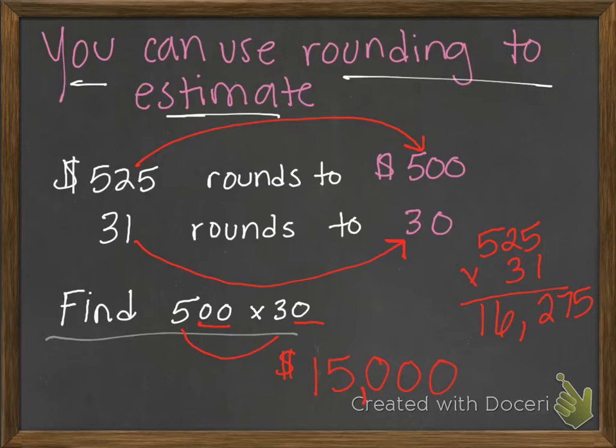I'm going to save us some time and tell you that 525 times 31 is 16,275. So our number that we got compared to the actual number, it's under. Our estimate is under the actual number. So that's another way that I can tell.